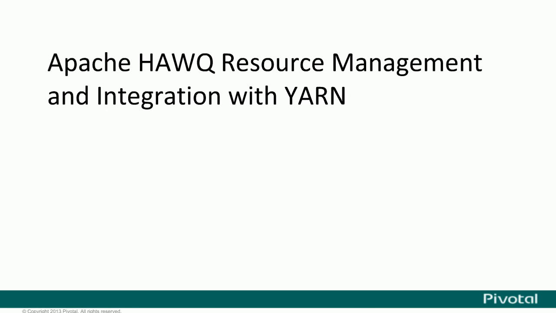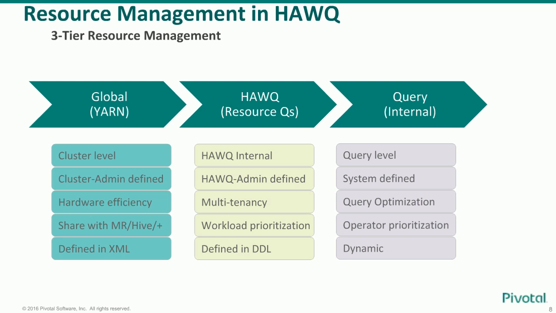All right, so let's talk about the resource management and integration with YARN for Apache Hawk. Resource management in Hawk is really a three-tier resource management framework. At the highest level, it can be globally managed by YARN. Since YARN is at a cluster management level, this is going to control the amount of resources that are given to Hawk as an application itself.